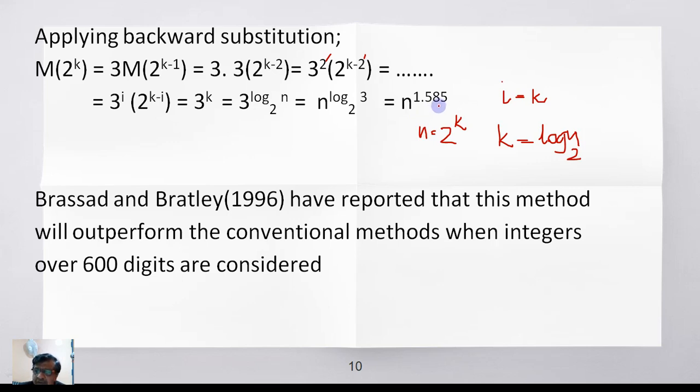Of course, we should keep it in mind that for moderately large integers, this algorithm will probably run longer than the classic one, because there is too much calculation involved. Okay, and two inventors, Brassard and Bratley, have reported that this method will outperform the conventional methods when integers over 600 digits are considered. Therefore this algorithm is proved to be very beneficial if the number of digits crosses 600. It brings in substantial reduction in the computer time or algorithm running time.